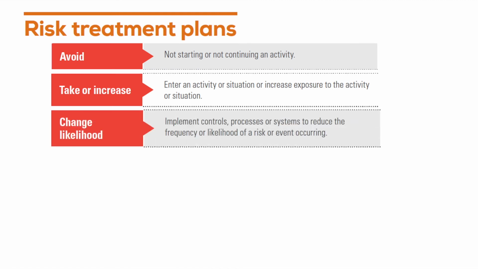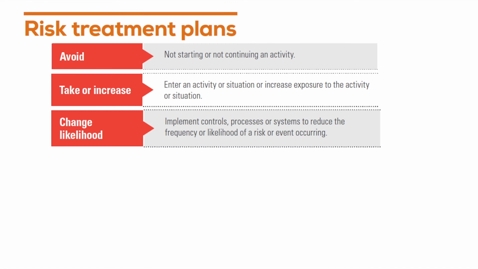Now we come to change the likelihood. How can we change the likelihood? It means changing the chance of occurrence, the percentage of occurrence. Implement controls. Within the organization, how can we reduce those occurrence chances? We can implement very tough controls. We can make processes or systems to reduce the frequency or likelihood of a risk or event occurring. So this is an example also: implement a safe system of work.